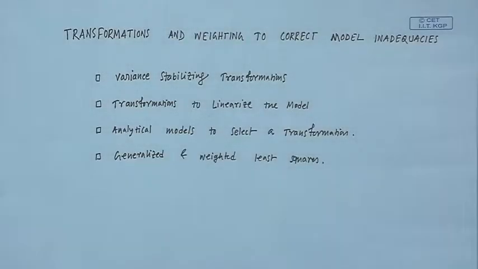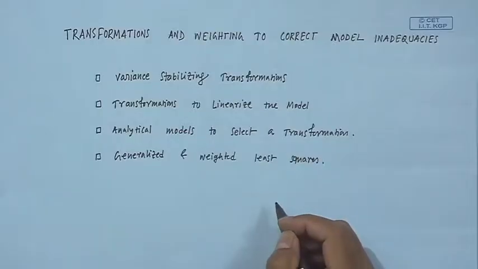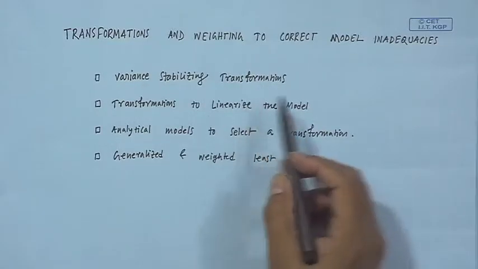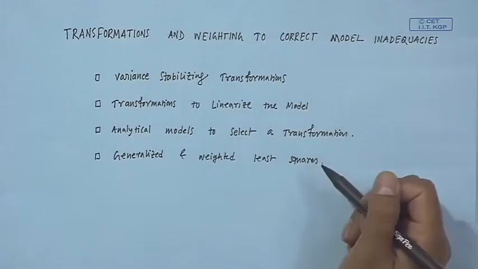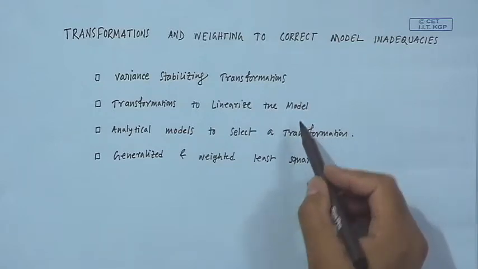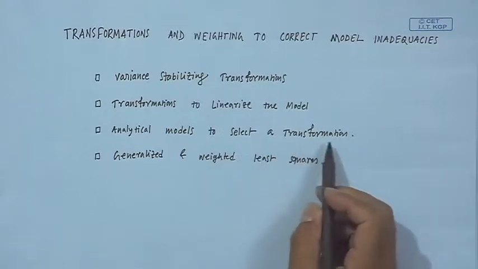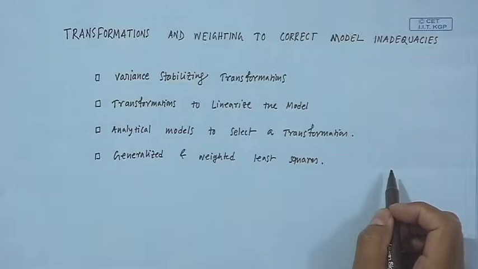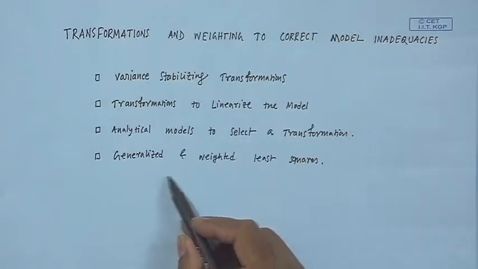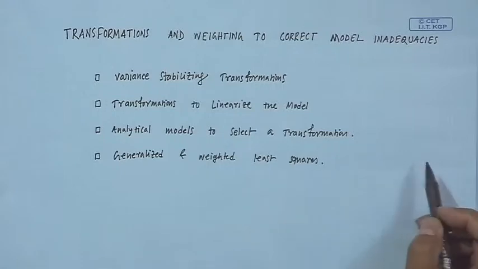Hi. So, today we will start a new module called transformations and weighting to correct model inadequacy. Here is the content of this module. It consists of variance stabilizing transformations, transformations to linearize the model, analytic models to select a transformation, and finally, generalized and weighted least square.